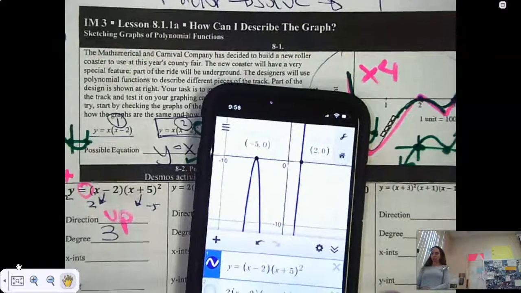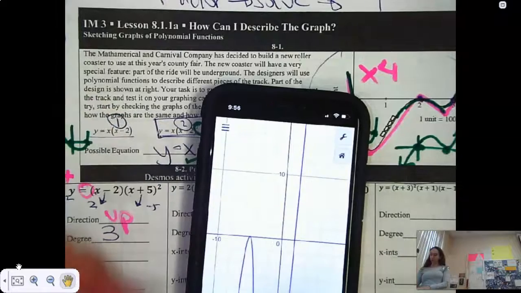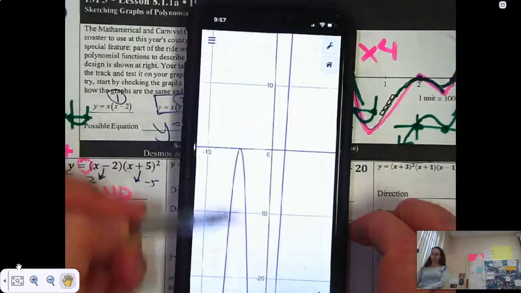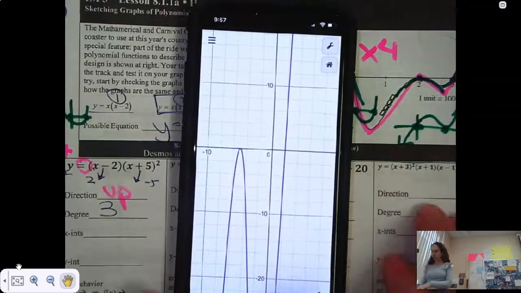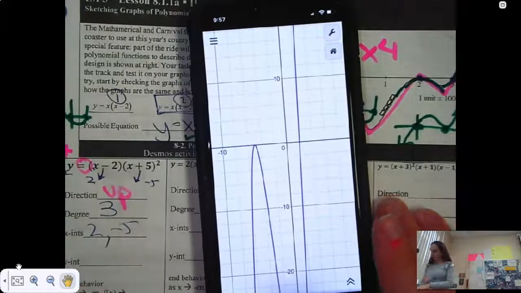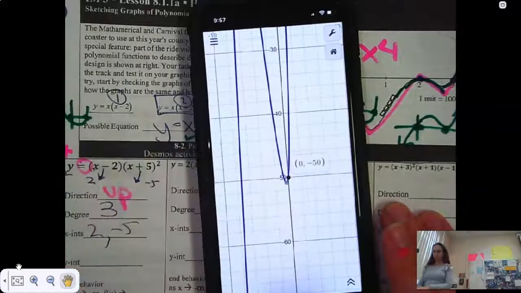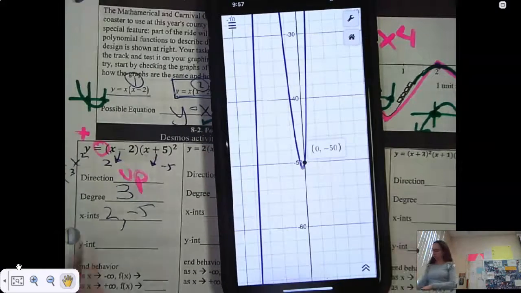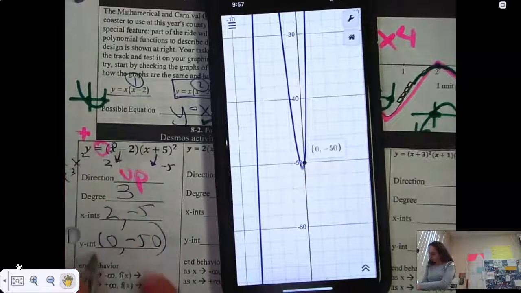Okay? So if I look at the lines, let me lower this. 1, 2, 3. Okay? Now, the x-intercepts we figured out are 2 and negative 5. The y-intercept, if you look here, is 0, negative 50. Now, how would I know that? I could take 0 and plug it in. So let me show my work.